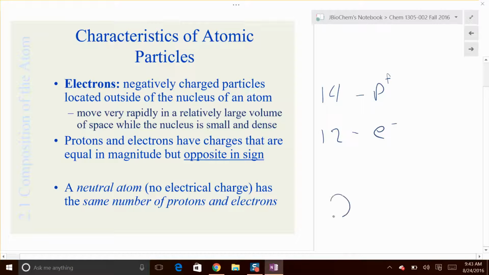So if I have an oxygen right there that has 8 protons, and let's say it has 8 electrons, and it gains 2 more electrons. Now it has 10. What's its charge? Negative 2. O2 minus would be its charge. Okay? Has a negative 2 charge.